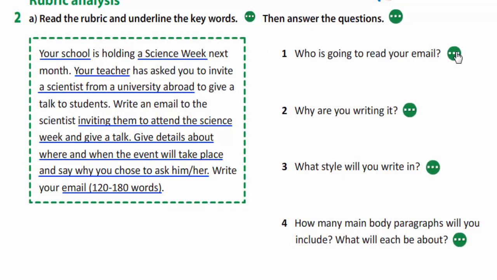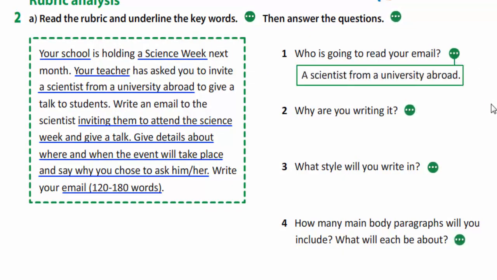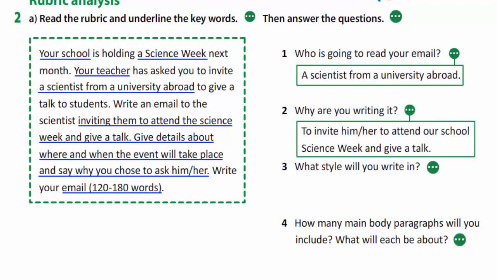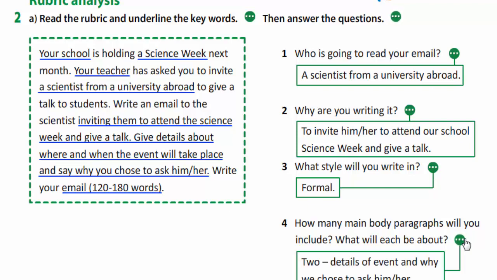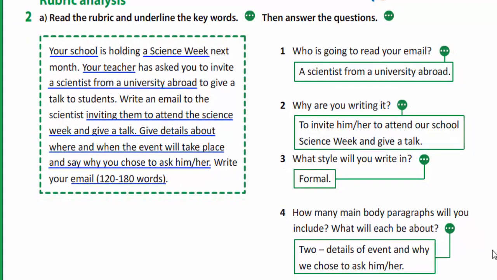Now let's answer the questions. Who is going to read your email? A scientist from a university abroad. Why are you writing it? To invite him or her to attend our school science week and give a talk. What style will you write in? Formal. How many main body paragraphs will you include? What will each be about? Two. Details of the event and why we chose to ask him or her.